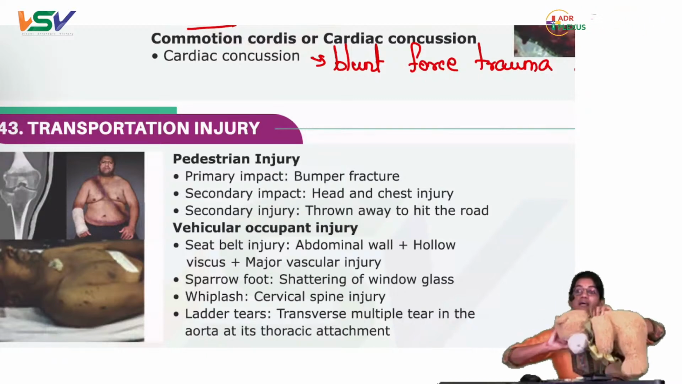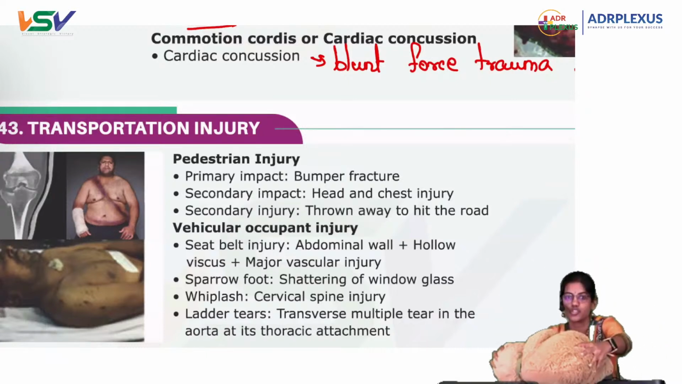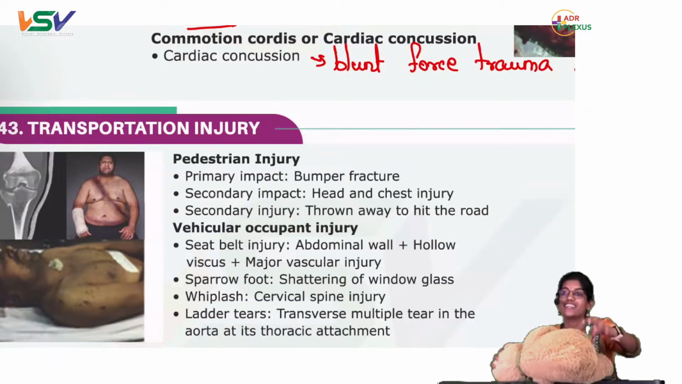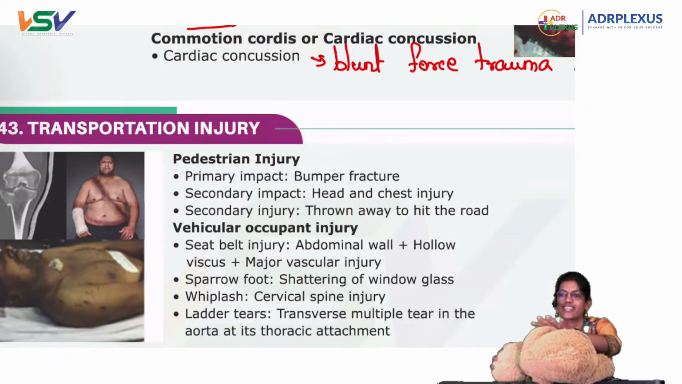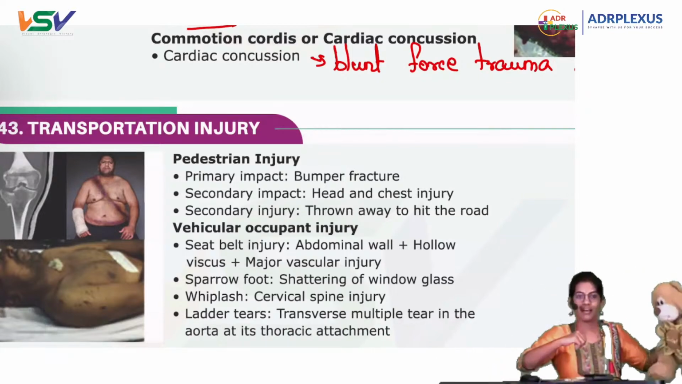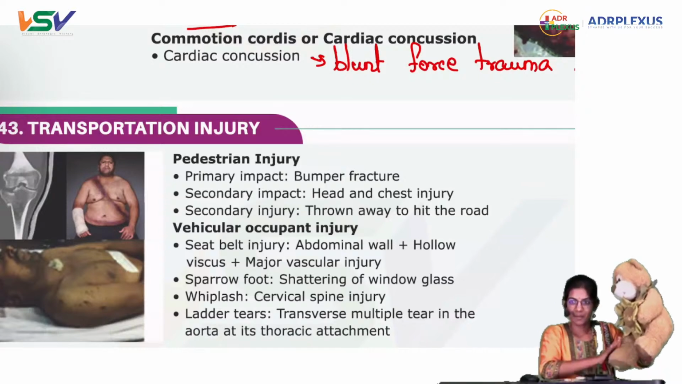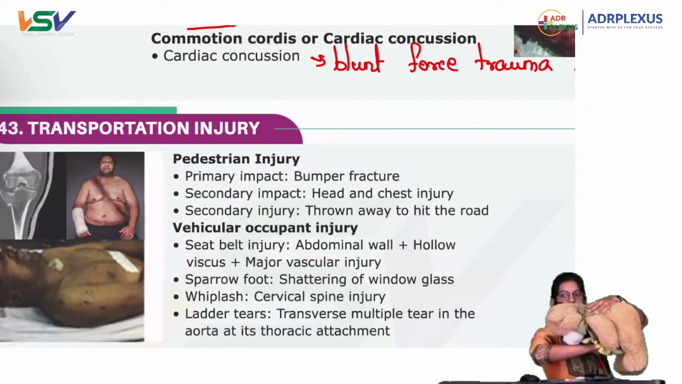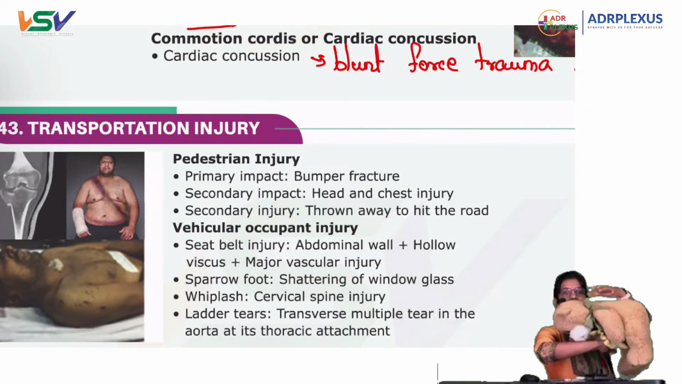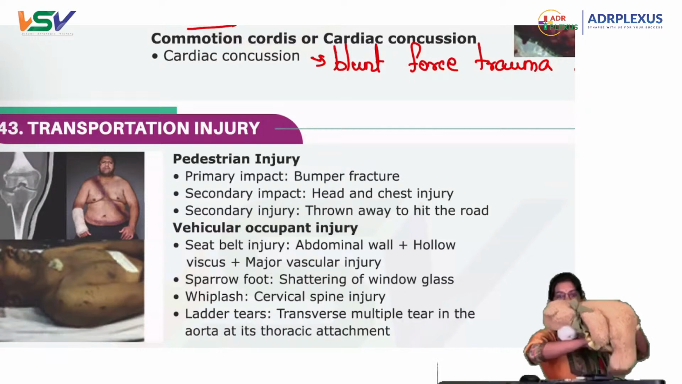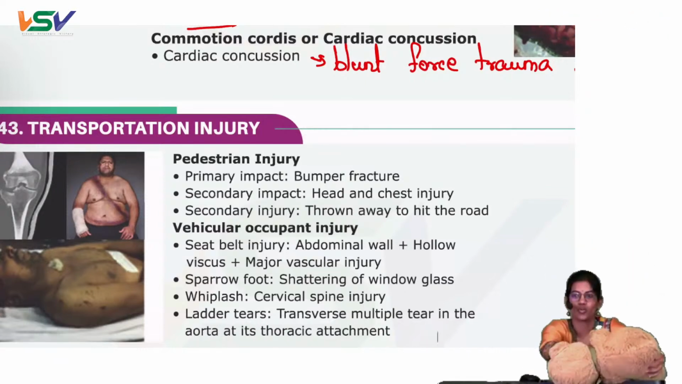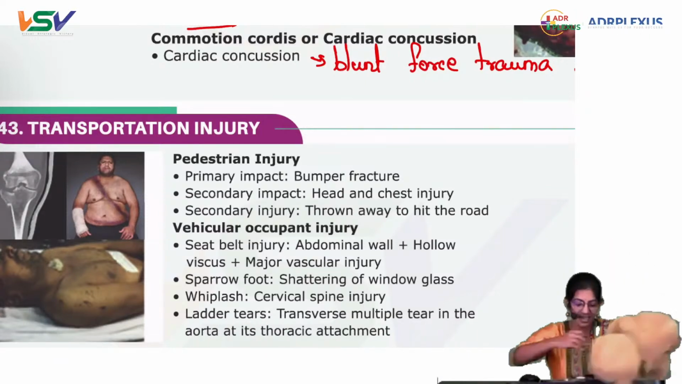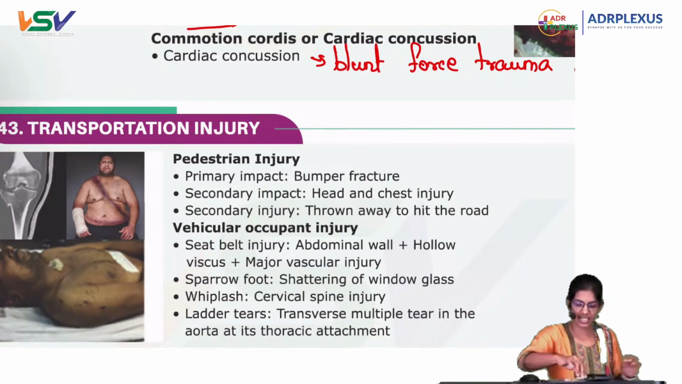Then Brownie is thrown onto the street, producing tertiary injury or secondary injury on the road. So you have a primary impact, which is a bumper fracture of the lower limb. Then a secondary impact, which is happening on the vehicle, the bonnet and windshield, will produce it on the head and chest, and then the body is thrown on the street. So this is pedestrian injury.